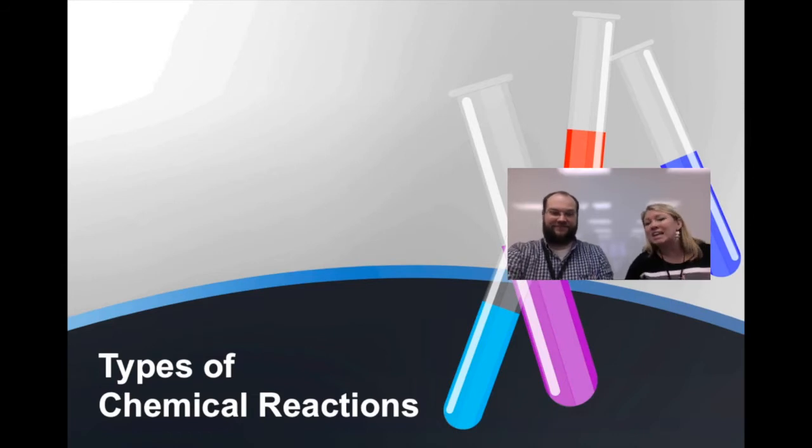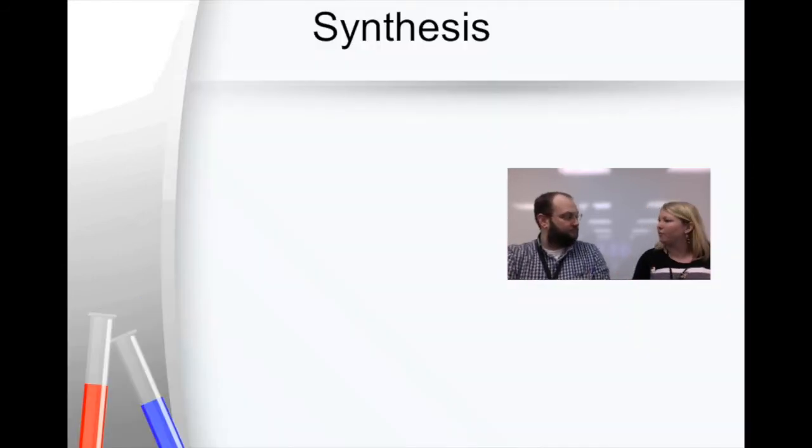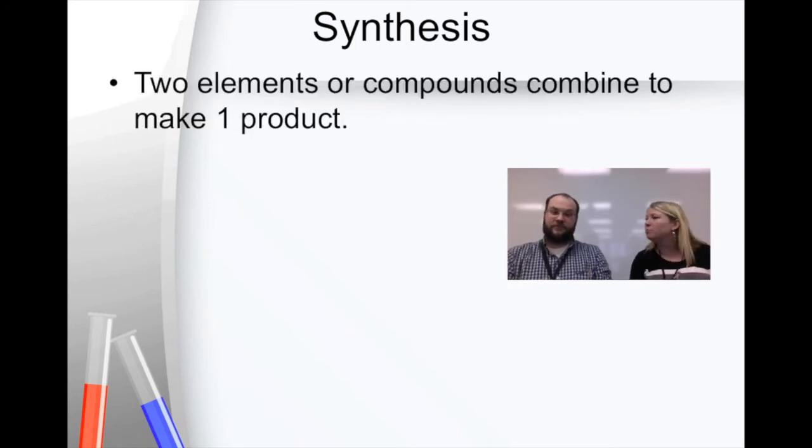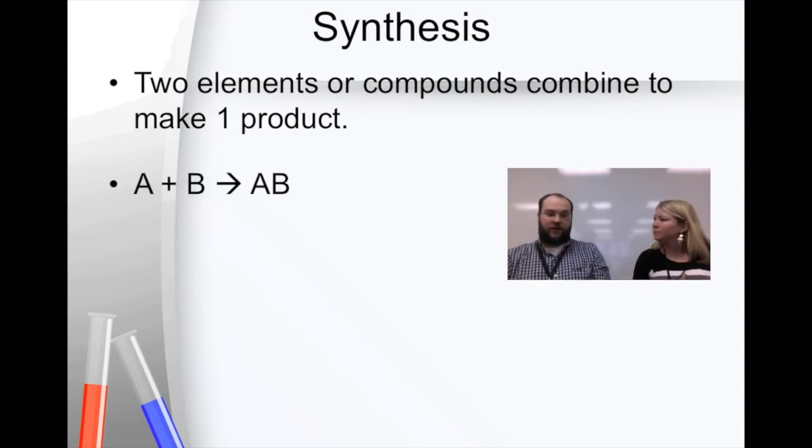Now the word synth actually means to bring together. So as you can see, we're going to take two elements or compounds and combine them to make one little product. So I start with two things and I end with one. Exactly. Here's just a generic A plus B would yield AB. Start with two things and end with one.